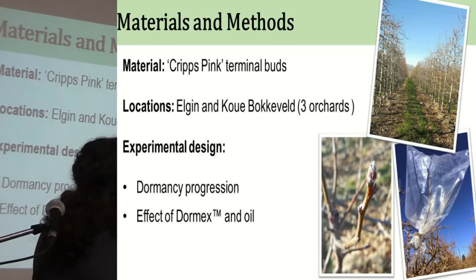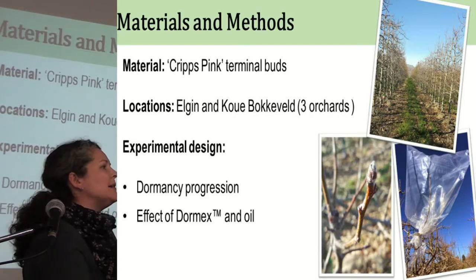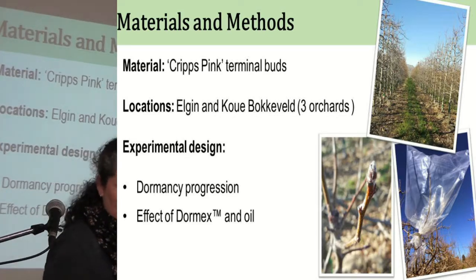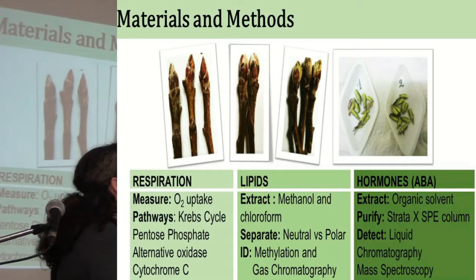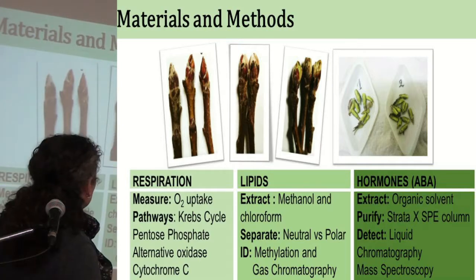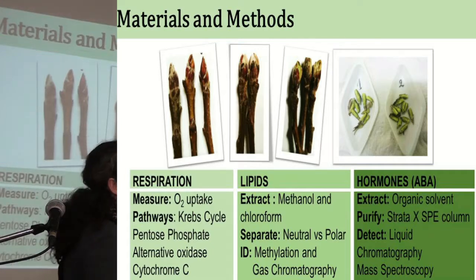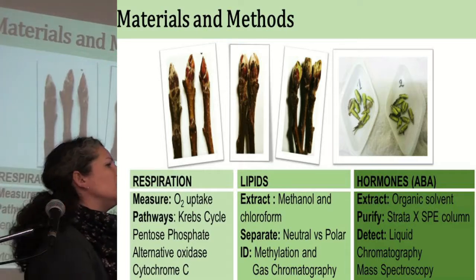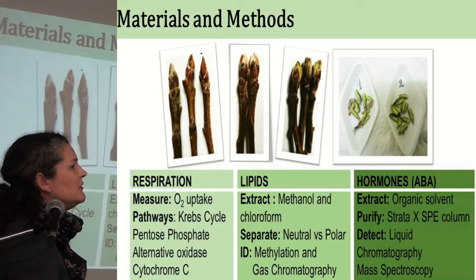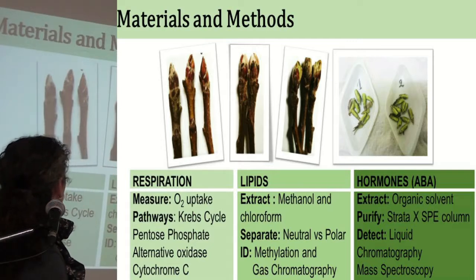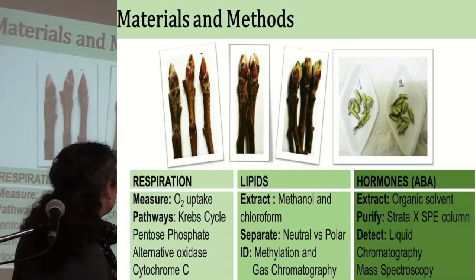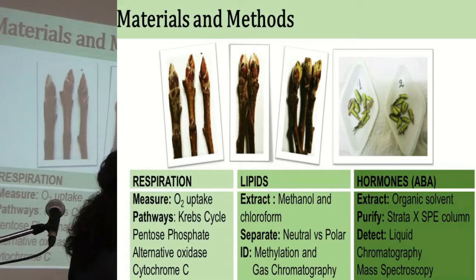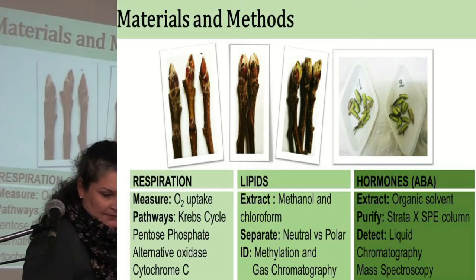To do that, we had to bag up, that's what you see in that picture, some of the shoots prior to the application, and that is an image of what it looks like in the field. Then we would take the buds into the lab and subject them to various analytical procedures that I'm not going to go into in detail. But what I can mention is, for respiration, we didn't just look at total respiration, we looked at individual respiration pathways. For lipids, we look at neutral and polar lipids. For hormones, we are mainly interested in ABA and ABA metabolism in the buds.